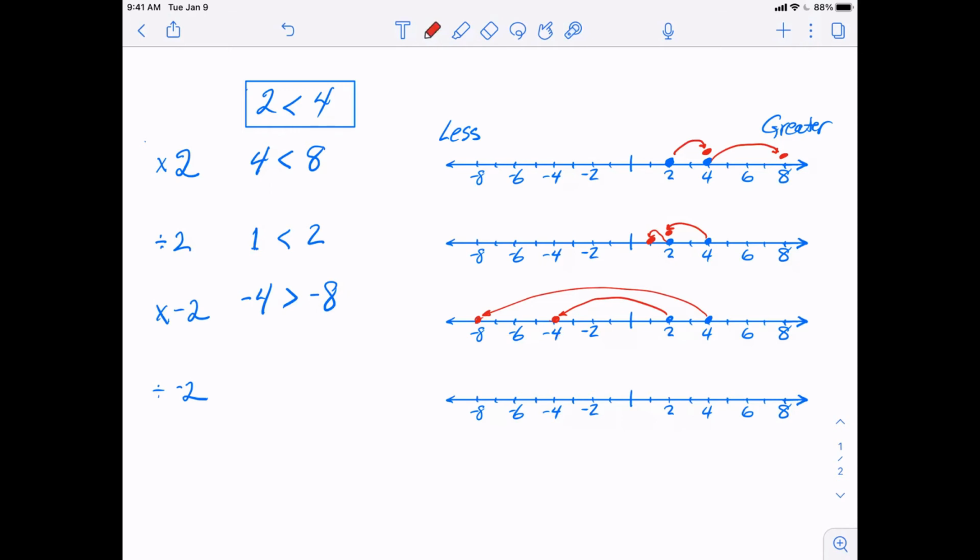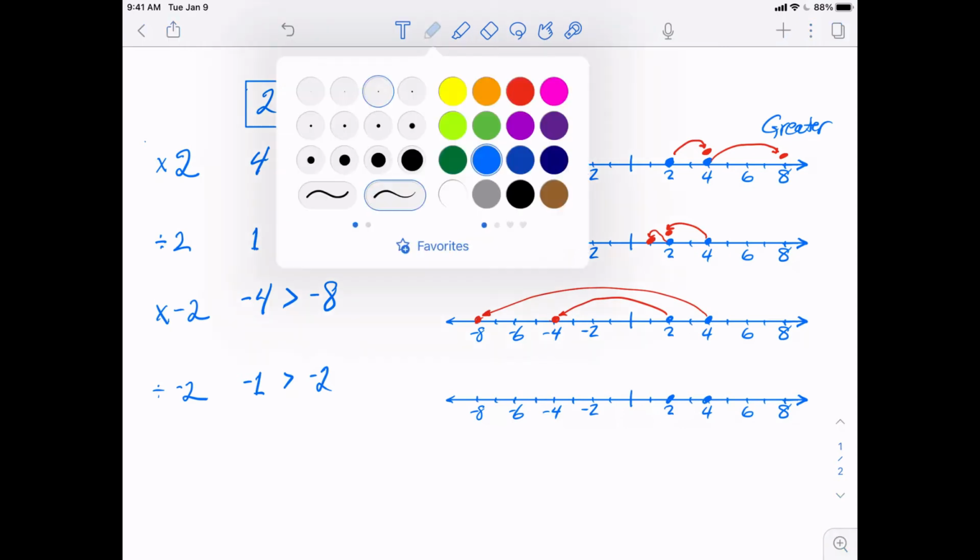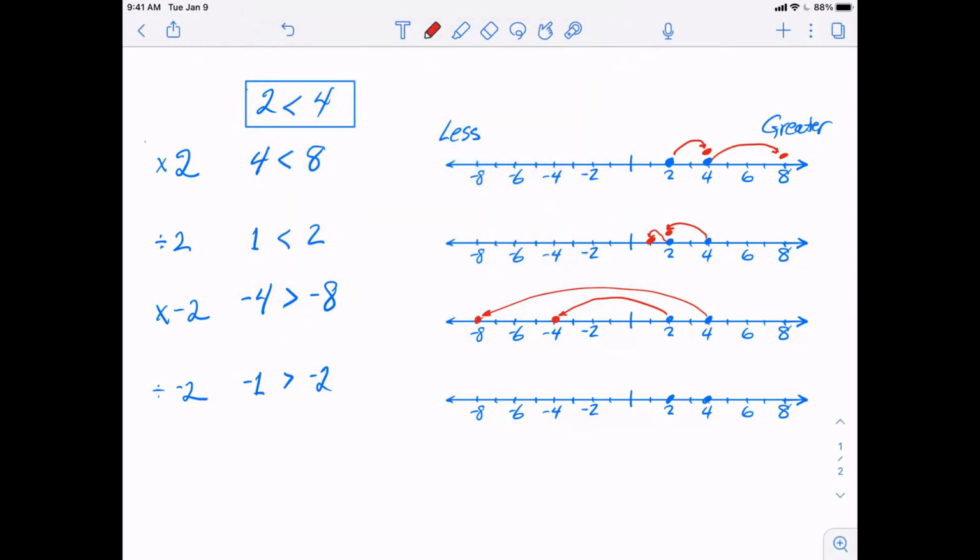And the same thing would happen if we divide by negative 2. So 2 becomes negative 1, 4 becomes negative 2, and we again see that negative 1 is greater than negative 2. And on the number line, when we start with 2 and 4, and then the results are negative 1 and negative 2, we can see that the numbers switch places on the number line, left and right.